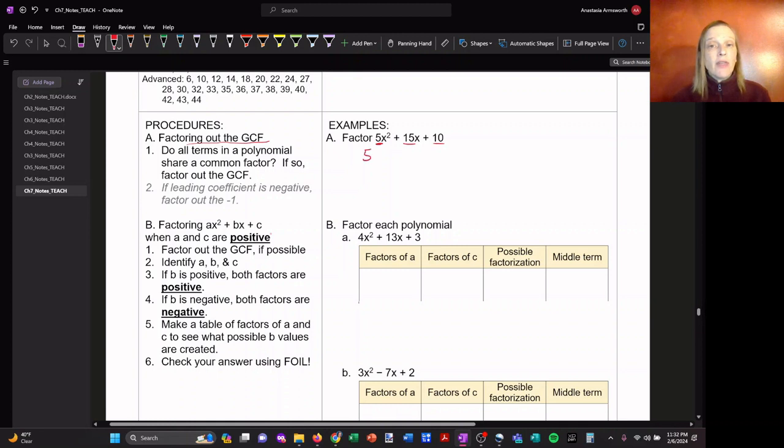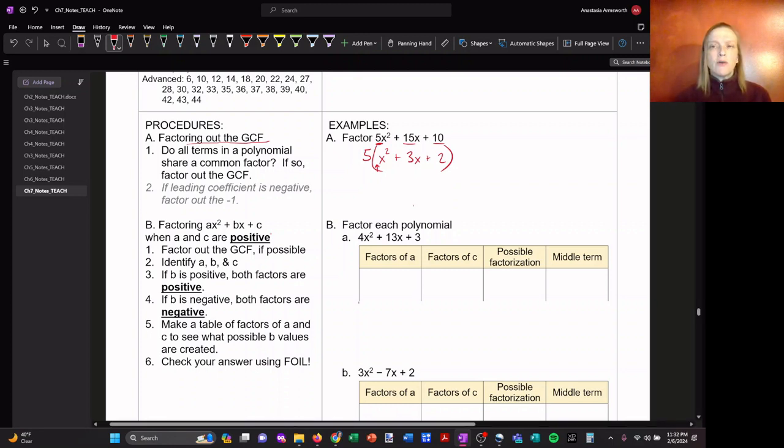So if I factor out that 5, kind of doing the reverse distributive property, 5x squared divided by the 5 leaves us with x squared. If I take the 15x and divide it by 5, I'm left with 3x. And if I have 10 and I divide it by 5, that leaves me with 2. So what I have now is a polynomial with a leading coefficient of 1, just like we learned last lesson. And I can factorize this using the same strategies that we used last lesson.